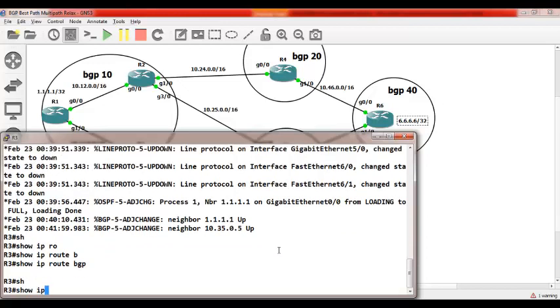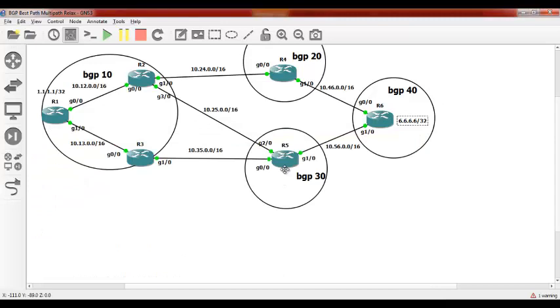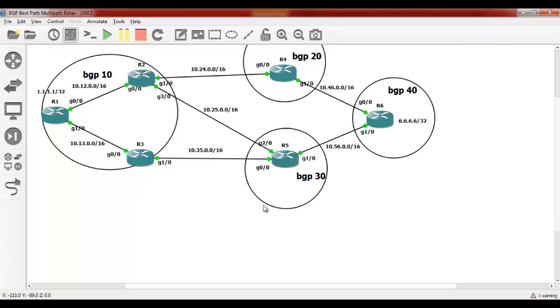Why? Show IP BGP summary. Do I have a neighbor? I do have a neighbor, but I'm not having the route. Why is router 5 not giving 6.6.6.6 to router 3? It is because, for router 5, please focus, this is important. For router 5, 6.6.6.6 is via whom? Via router 2. Router 2 is in which autonomous system? 10. Router 3 is in which autonomous system? Answer me, please.